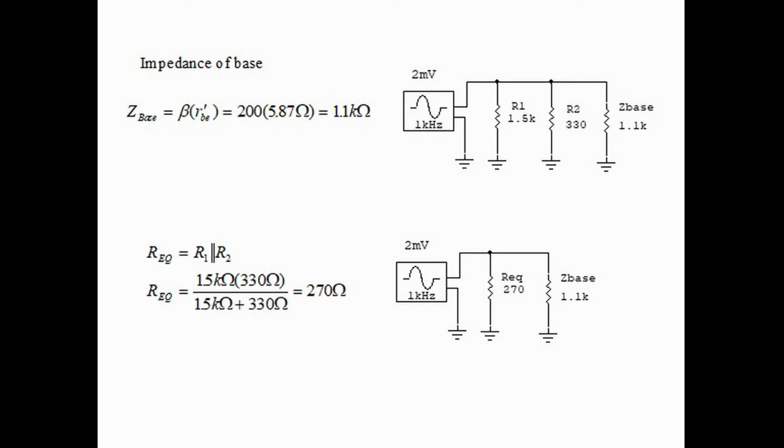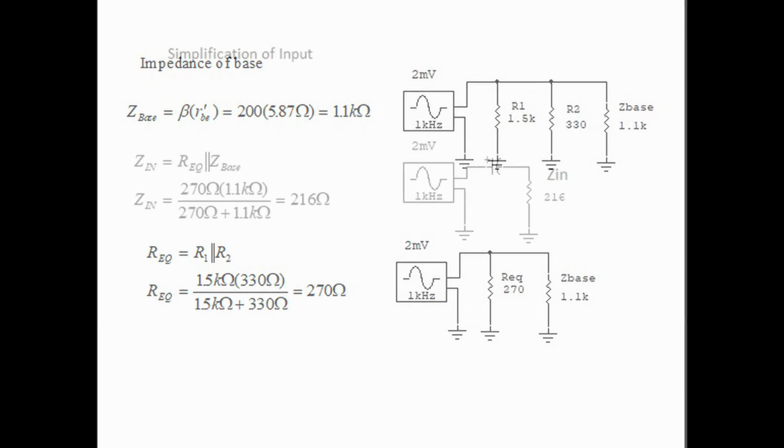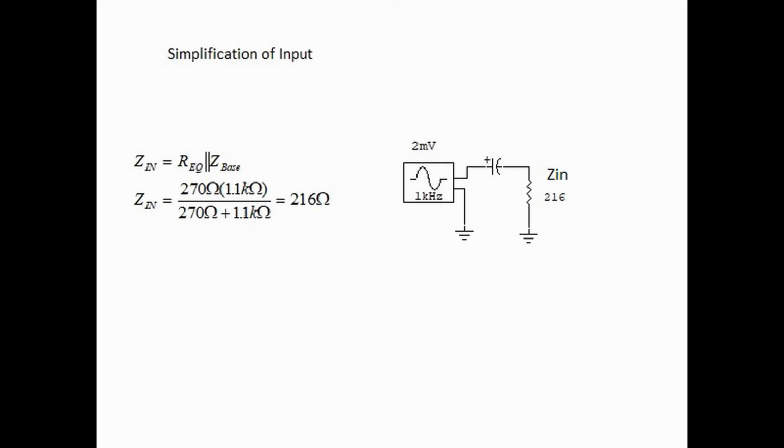The result of this calculation is that now we have R equivalent, 270 ohms, in parallel with Z base, which is 1.1 kilo ohms. We now have R equivalent in parallel with Z base, and we're going to call this Z in, input impedance. We calculate input impedance by saying 270 ohms times 1.1 kilo ohms divided by 270 ohms plus 1.1 kilo ohms, that equals 216 ohms.